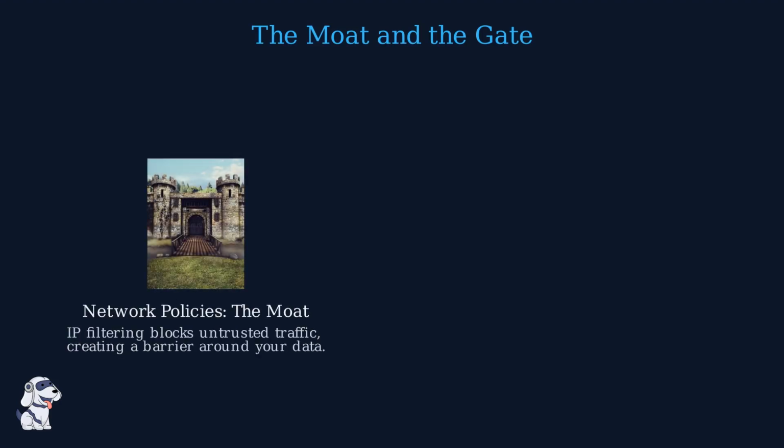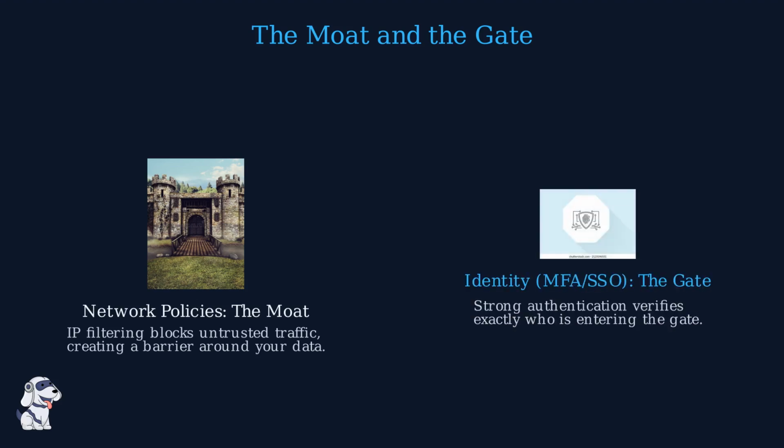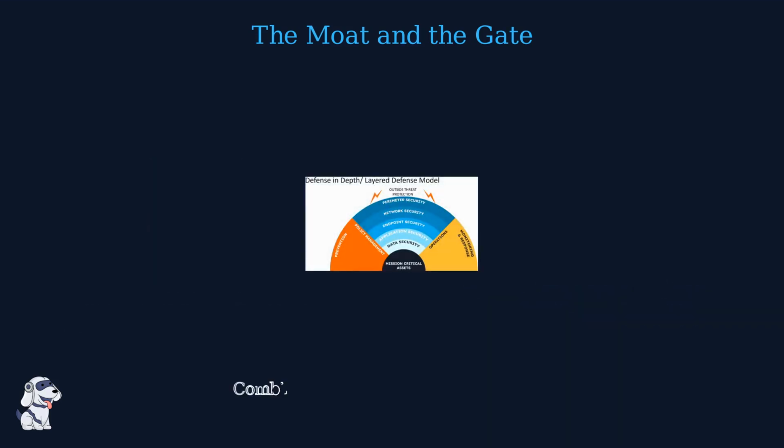To wrap up our security journey, think of your infrastructure as a secure castle. Network policies are your moat. They act as the first line of defense, keeping out unwanted visitors by filtering source IP addresses. However, a moat alone isn't enough. You need a gatekeeper. Identity verification through MFA and SSO is the gate that ensures only authorized users can enter, even if they reach your perimeter. Never rely on the moat alone. By layering your IP filtering with robust identity verification, you create a powerful defense-in-depth strategy for the modern cloud.